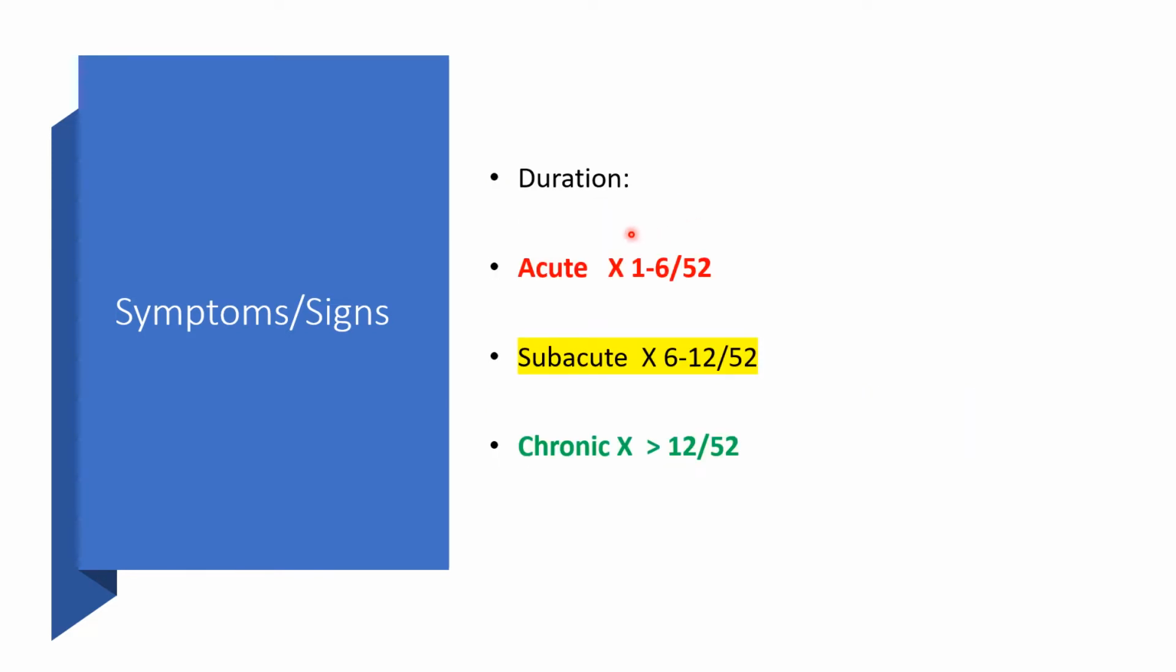Okay, we should be able to classify the pain based on duration. Acute pain will be any pain from the first week to 6 weeks, while subacute will be 6 to 12 weeks. Chronic will be greater than 12 weeks.